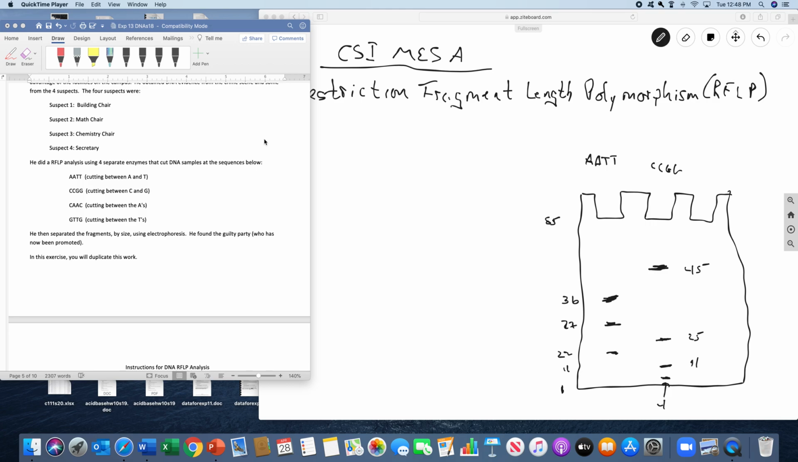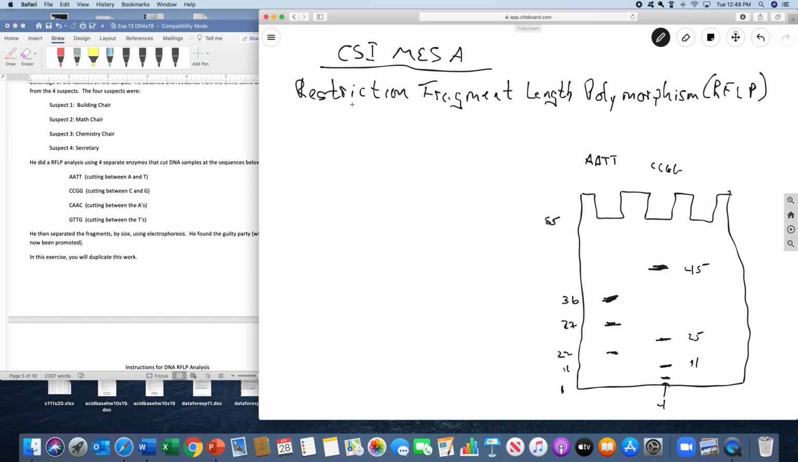The problem is the DNA sequence is 3 times 10 to the 10th, which is 30 billion letters. And so to figure out what the order is for that much is just a ridiculous amount of work. So what's typically done is we do what are called restriction fragment length polymorphisms, and that's called RFLP analysis.